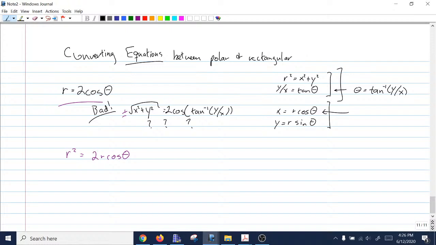What does this turn into? r squared can become x squared plus y squared, no square root necessary. That's nice. r cosine theta is x. x squared plus y squared equals 2x. It's not immediately obvious that this is a circle. If I subtract the 2x from both sides, I get x squared minus 2x plus y squared equals 0. I do completing the square and add a 1 to both sides. That becomes x minus 1 squared plus y squared equals 1.